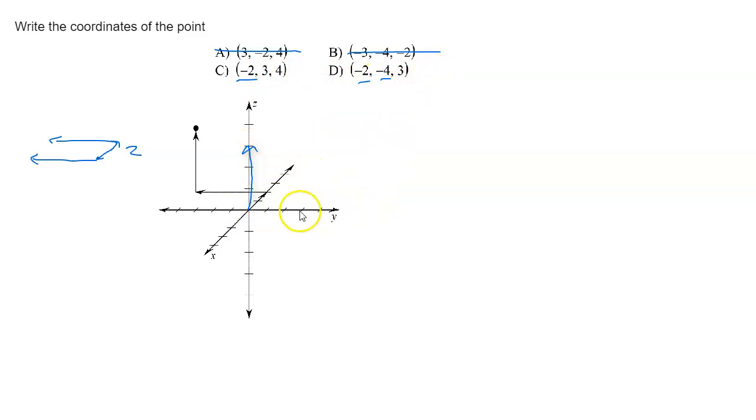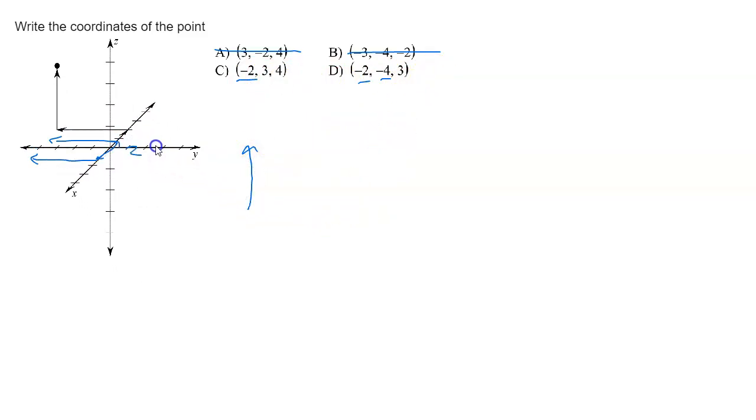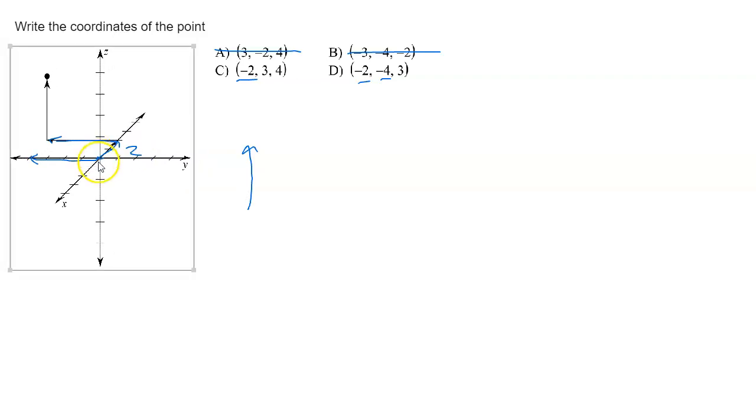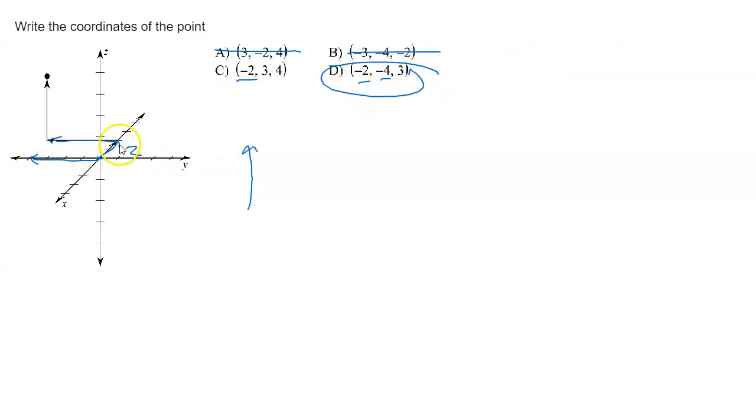Usually it's easy enough to tell from the points without needing to drag it around, as long as you start from the center and count, where's your x going, where's your y going. So our answer is D, because we went back 2 spaces, left 4, then up 3.